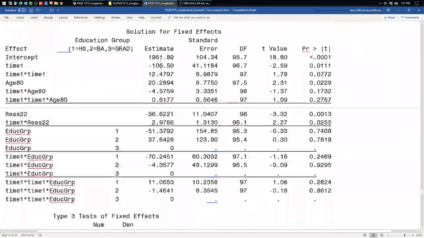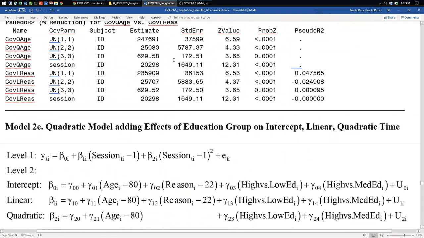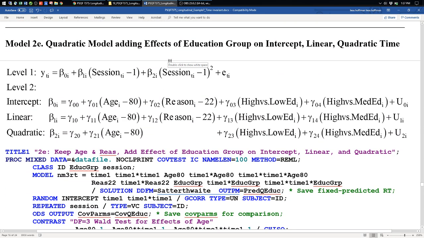Let me get back to a model here. Here's a model. Are there any time varying predictors in this model? Session, right? Time is a time varying predictor. And we have talked about these fixed effects as this is within person linear change and this is within person quadratic change, right? No biggie.